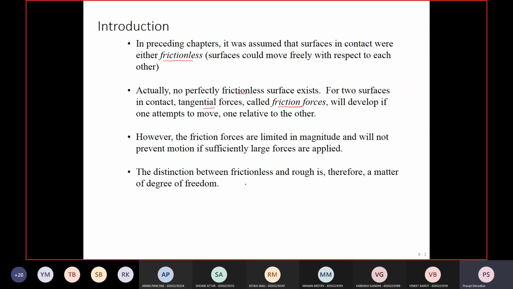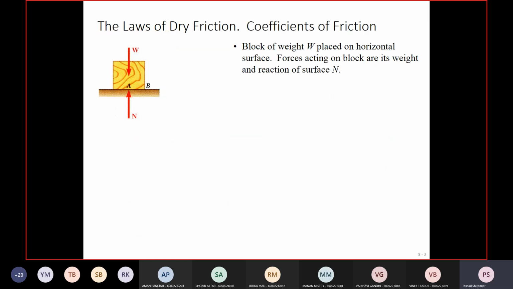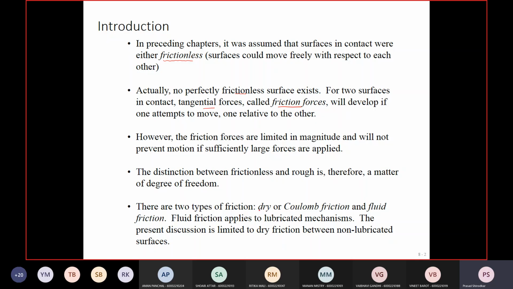So the distinction between the frictionless and rough surface is a degree of freedom. One degree of freedom is arrested in case of a frictionless surface. There are two types of friction: dry, also called Coulomb friction, and fluid friction. Fluid friction applies to lubricated mechanisms such as bearings and shafts. The present discussion is limited to dry friction, so we will be only dealing with dry friction between non-lubricated surfaces.